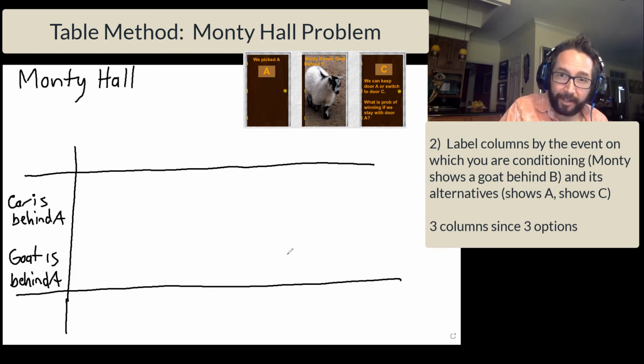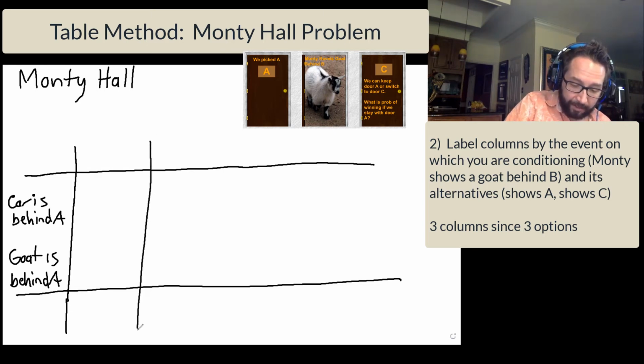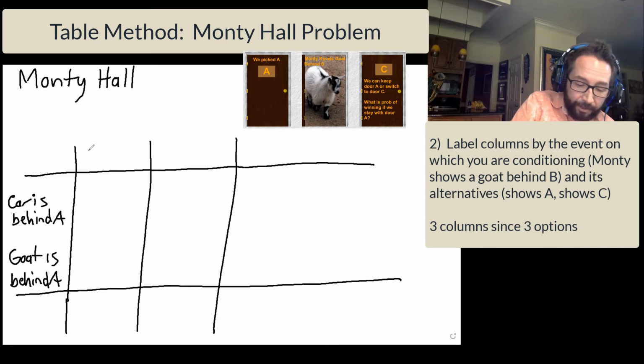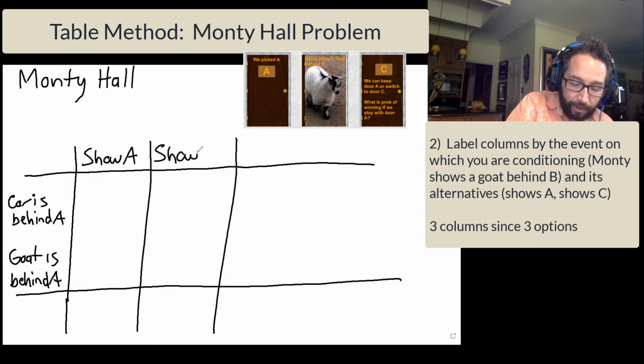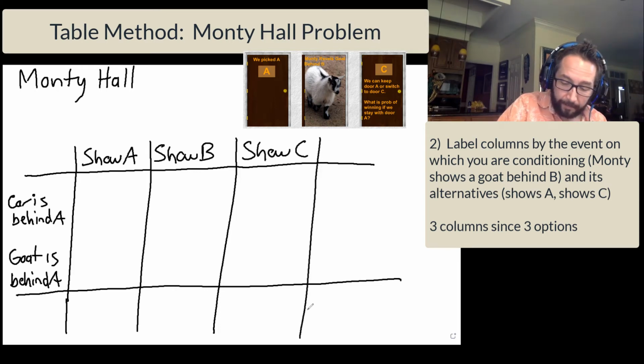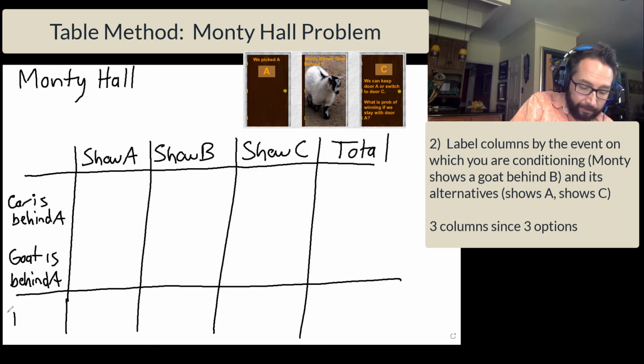And then for the columns, I'm going to break down the bits of possible information that I might receive. So what might happen when Monty goes and reveals something behind another door? Well, maybe he shows us what's behind door A. He never will, because we always pick door A, but I'm going to have that there for completion. He might show what's behind door B, or he might show what's behind door C. And so I'm going to make a column for total. I'm going to make a row for total as well.